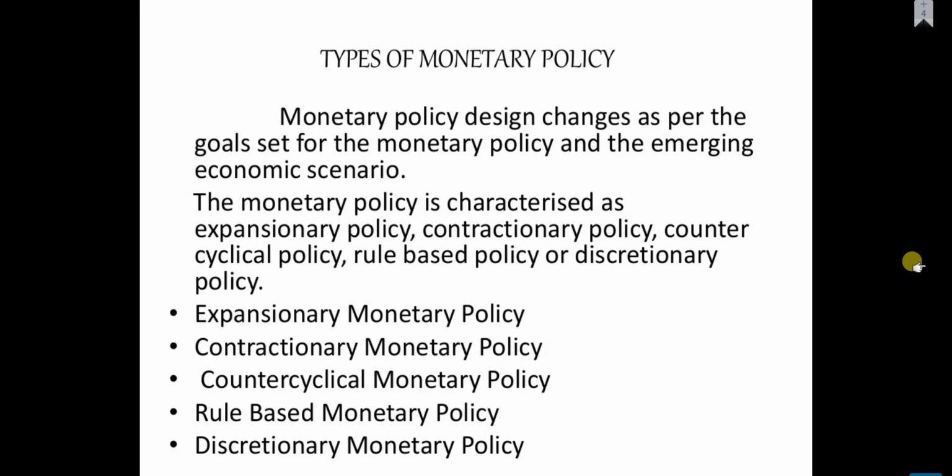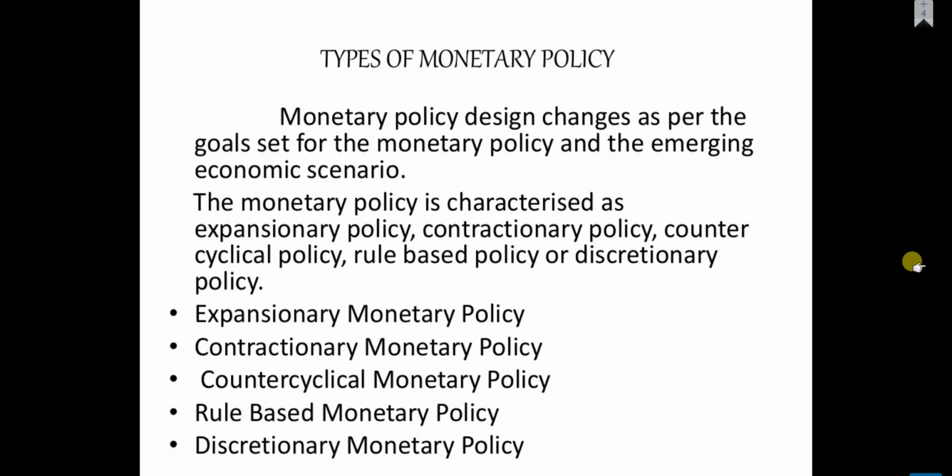The third one is counter-cyclical monetary policy. Counter-cyclical monetary policy aims at moderating the cyclical fluctuations in the economy and stabilizing the economy around its trend path by following counter-cyclical measures. The fourth type is rule-based monetary policy. Under rule-based policy, money supply and related variables are controlled by predetermined rules, norms, and standards. The central bank authorities cannot use their discretion to change the values of these variables.